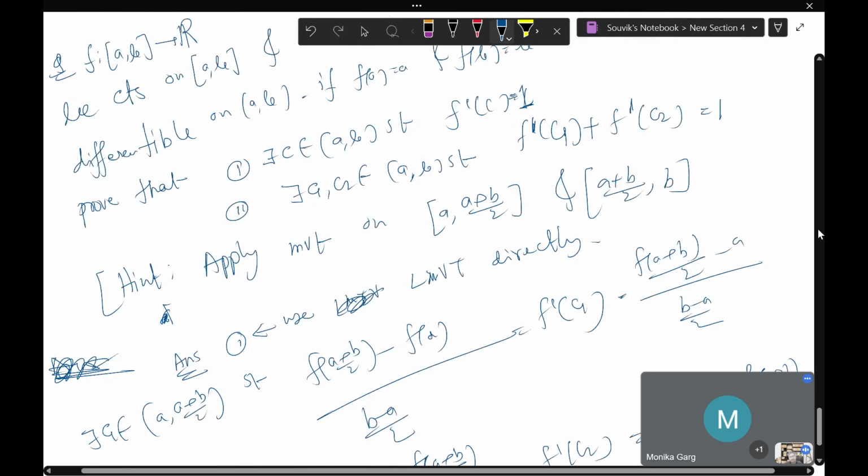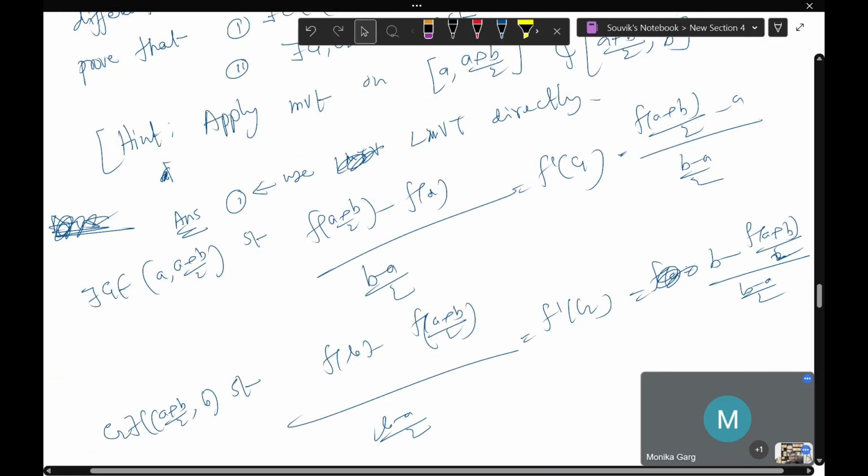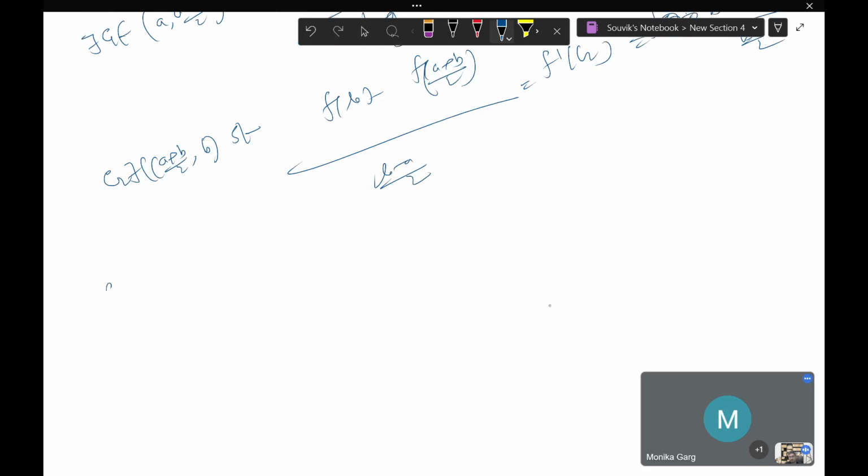But the question is actually wrong. You are right, it should be 2. There's a counterexample. The example is the following. If you choose f(x) equal to x, then f'(c1) plus f'(c2) can't be 1, right? Correct? Yes, so that should be 2. Correct. You are right. Sorry.